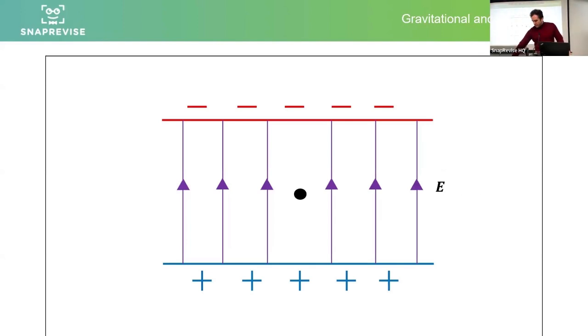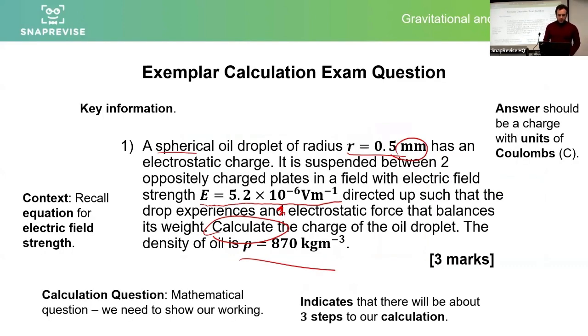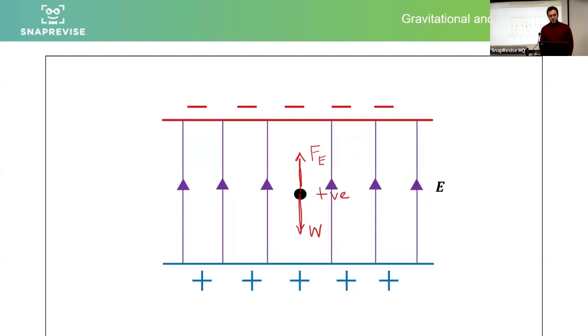Okay, so this is the picture formed by the question. The droplet has mass, so it has weight. But balancing it out, it has an electrostatic force. We can deduce then that this is a positively charged droplet. It's being repelled away from the bottom surface and attracted to the top. And the only thing that is preventing it from rushing up to the negative plate is its gravity. Okie dokie, we are trying to work out the charge on this oil droplet.